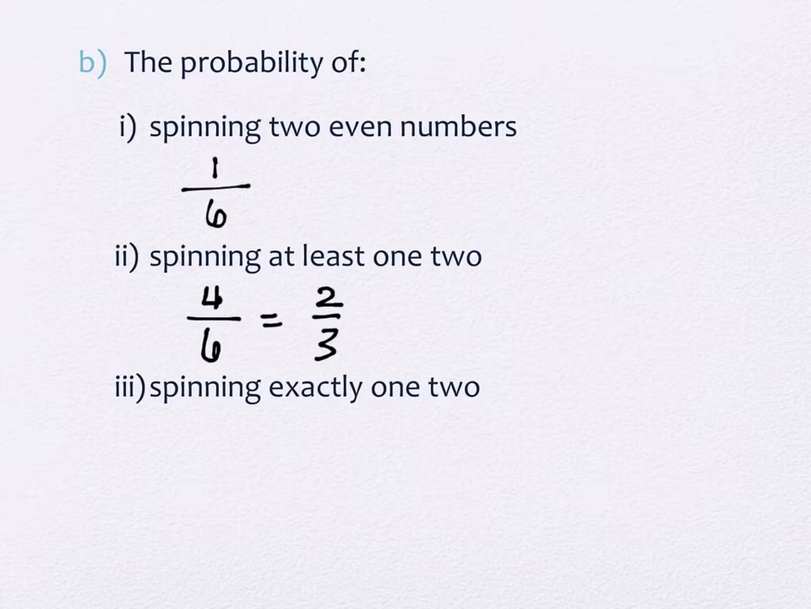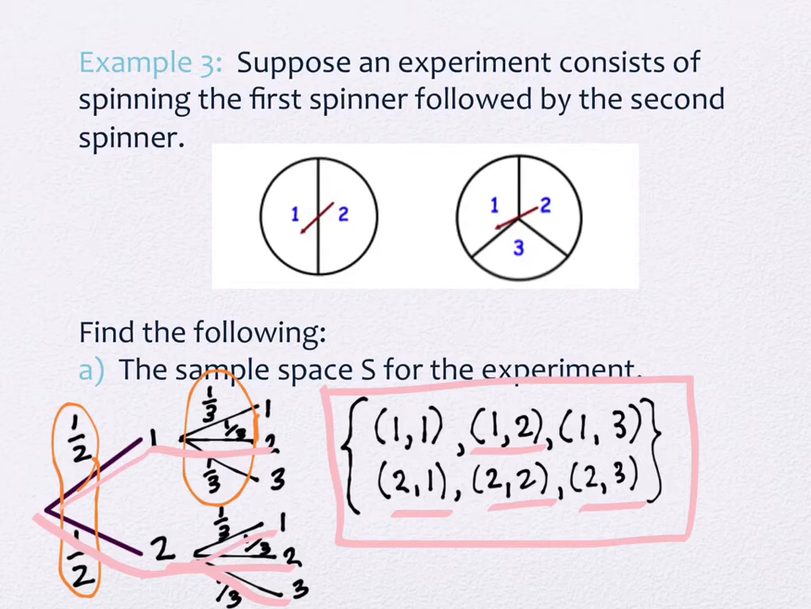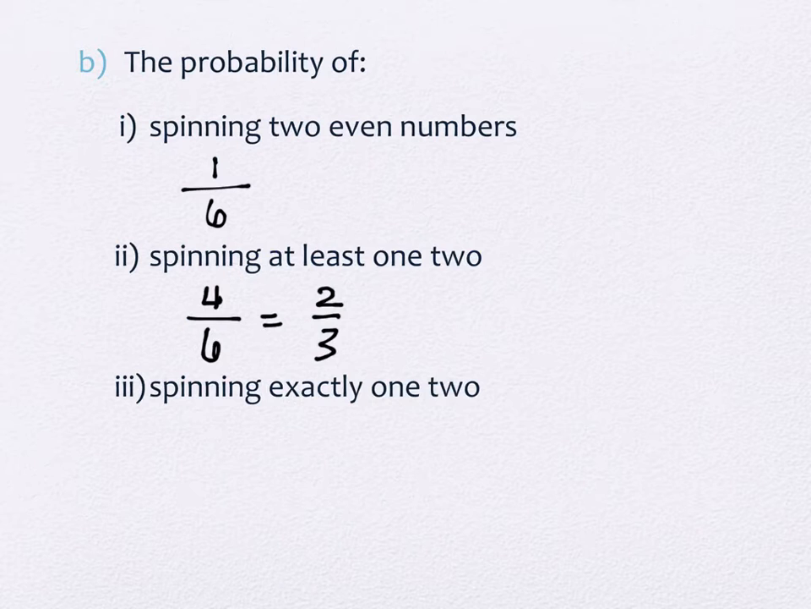The last question says, spinning exactly one 2. How many do that? 3 of them. Everything but the one I just erased, the 2, 2 outcome. There are 3 of those. So I have 3 out of 6, which is 1/2.